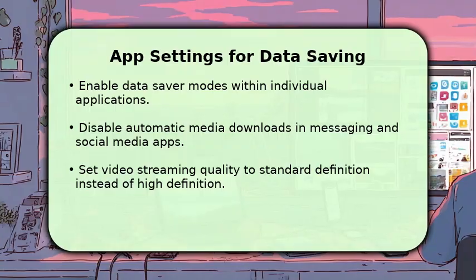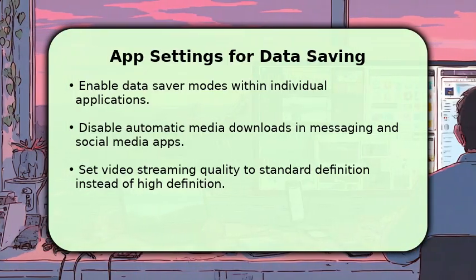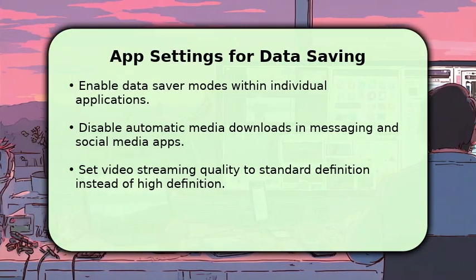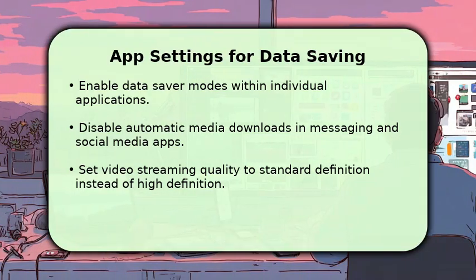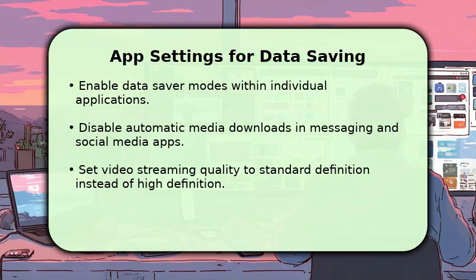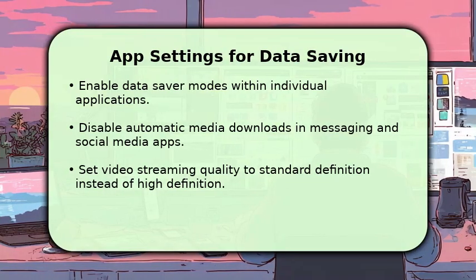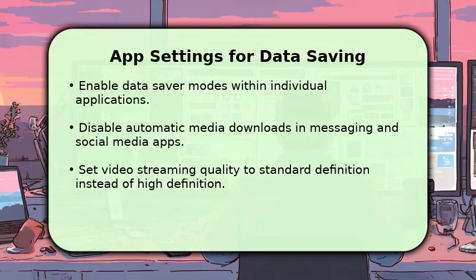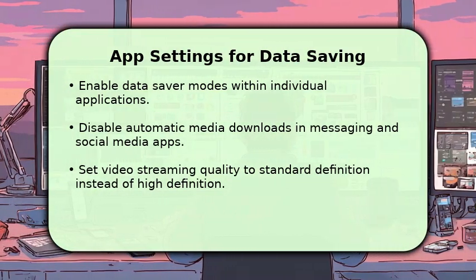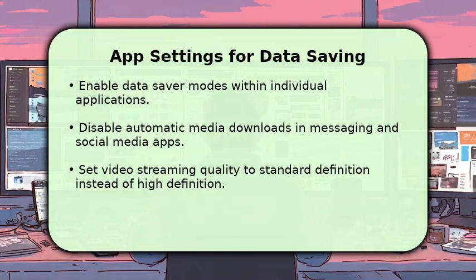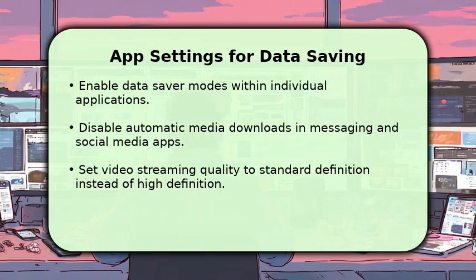Many popular applications, like social media platforms and streaming services, include built-in data saver modes. Activating these can significantly cut down on your usage without drastically impacting your experience. For instance, in messaging apps, turn off automatic downloads for photos and videos. You can always choose to download them manually.